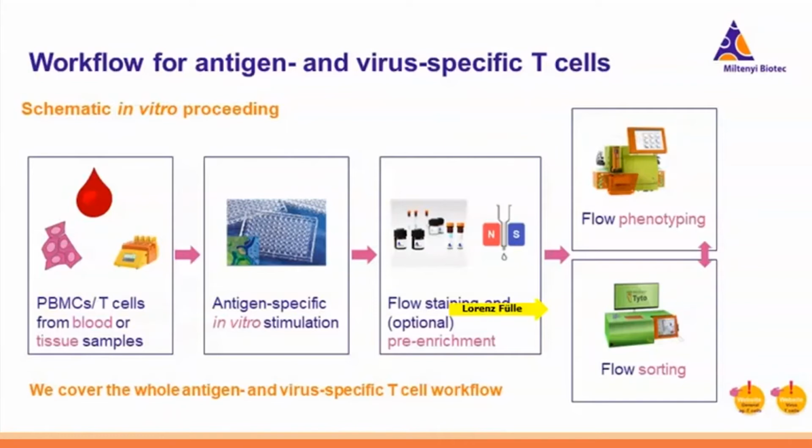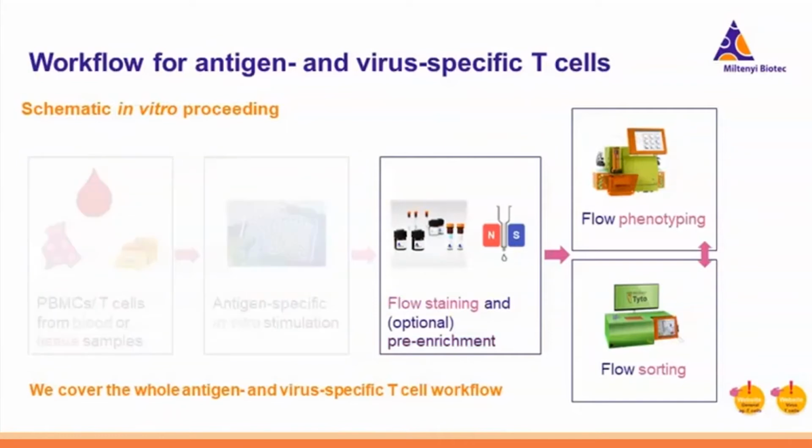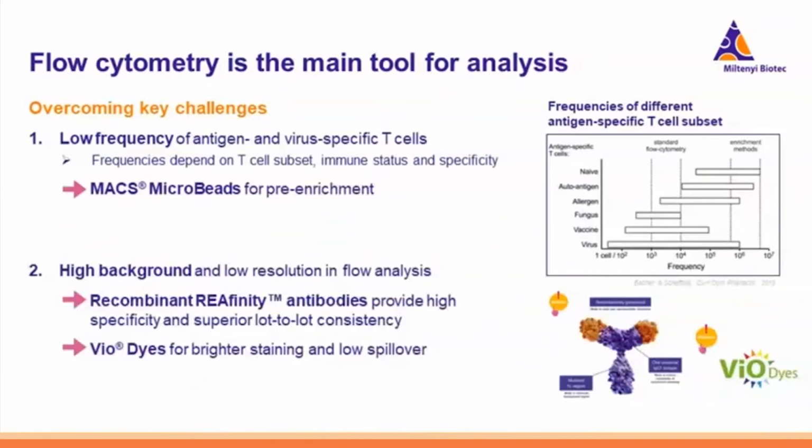So let's now take a look at tools that can be used for the staining of these virus-specific T cells after antigen-specific stimulation. Of course, flow cytometry is still the most widely used method for the analysis of rare T cells. However, even established methods like flow cytometry have certain limits and challenges, especially because virus-specific T cells can be extremely rare in certain patient groups.